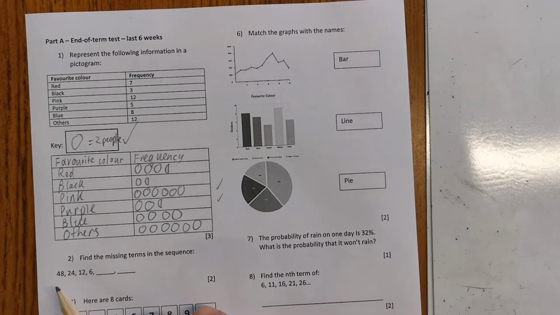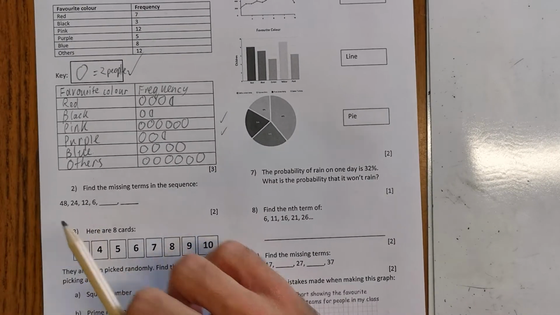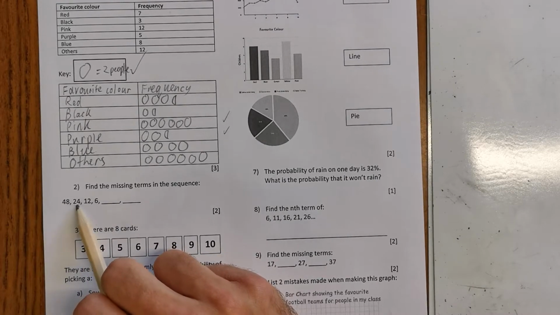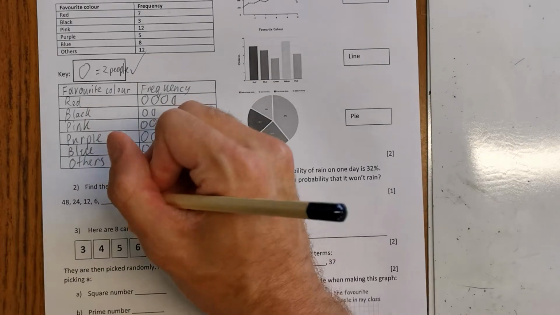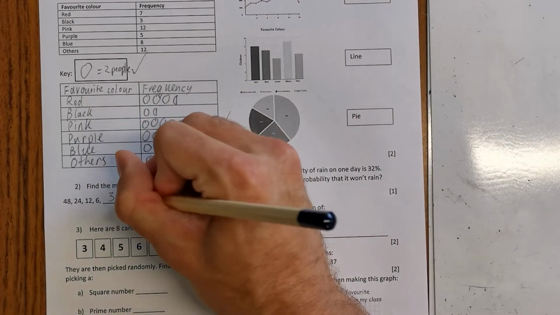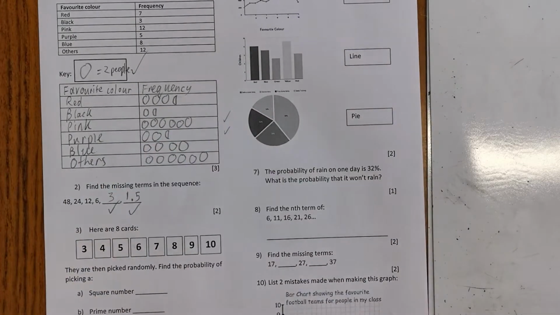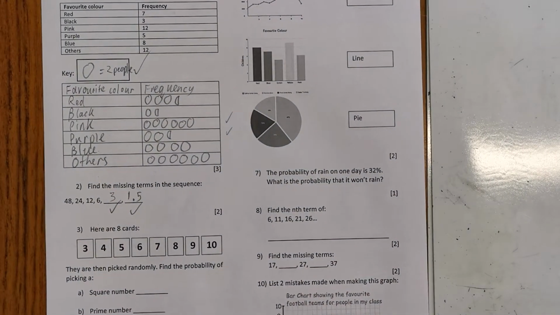Right, next one, find the missing terms in the sequence. We need to see what it does for each time it goes down. So 48, 24, 12, 6. What's the pattern? Well, it halves each time, okay? So you get 1 mark for putting 3 and 1 mark for putting 1.5, okay? 1 mark each.